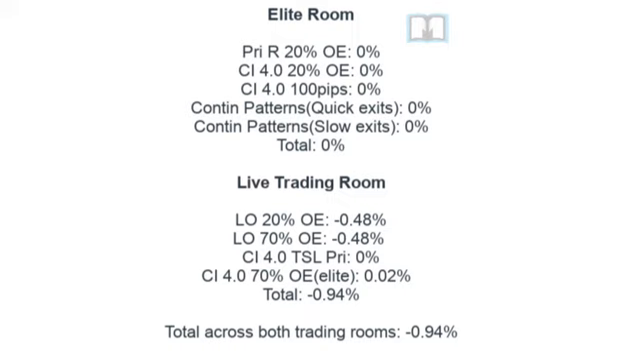And in the live trading room, on the lift off 20% OE strategy, we did take a trade and closed it, and that closed out at minus 0.48% for us. The lift off 70% OE was similar at minus 0.48%. There was nothing on the cash in TSL primary strategy, but on the cash in 70% open equity strategy, previously known as the one-day exit, we did take a few trades, and one of the trades gave us a plus 0.02% to the upside because we closed out on the next day. So the total for both rooms was 0.94%. Okay, so the elite room and the live trading room together.